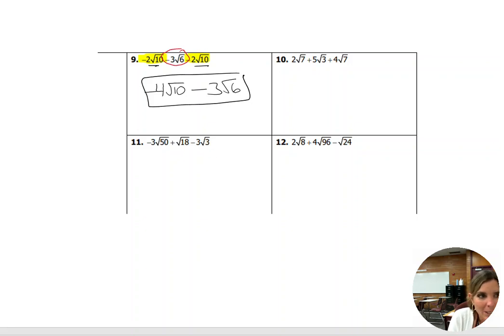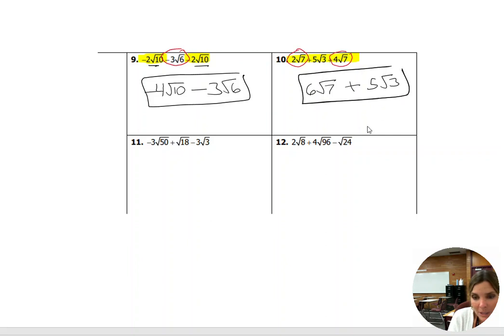Okay, so let's go ahead and look at number 10. On number 10, you have two radicals that are like radicals. You have a 2 root 7 and you have a positive 4 root 7. So that is going to be a positive 6 root 7. And then we have plus 5 root 3. And we can't combine either one of these because one has a root 7 and one has a root 3.